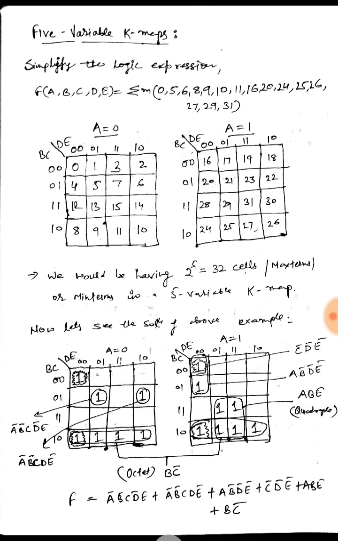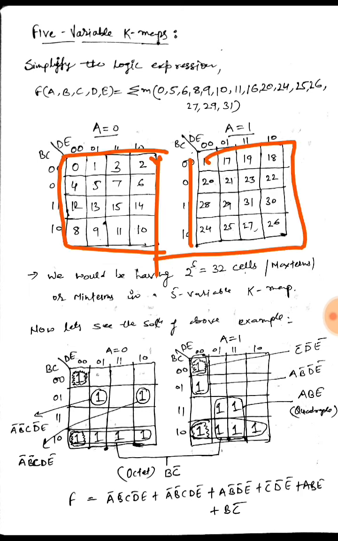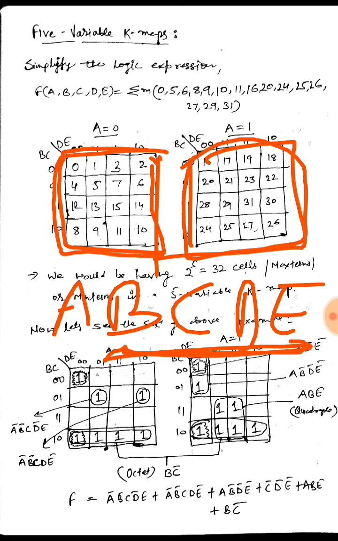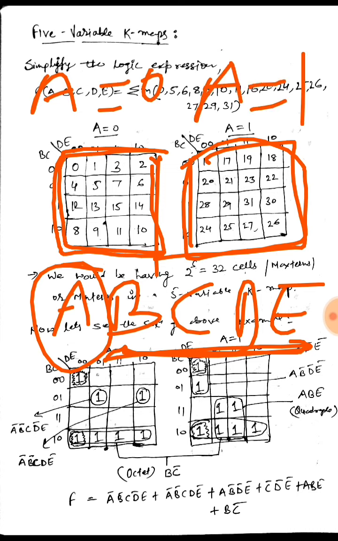Now if I have 5 variables, how will I solve them? For that I would need two 4 variable K maps. Now I have A B C D E. So the B C D E variables will be represented by these 4 variable K maps, one K map for A is equal to 0 and one for A is equal to 1. This is how I can make the 5 variable K map using two 4 variable K maps.